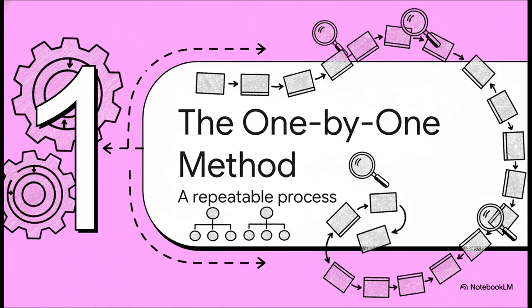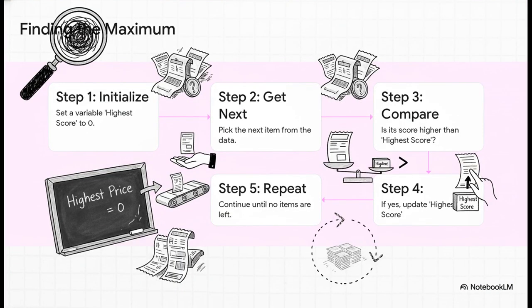So, where do we even begin with all this? We need a system, right? The first step is to come up with a simple, repeatable process that lets us look at every single piece of information one by one. Let's just imagine we want to find the single most expensive item in this whole pile. The process is really straightforward. We create a little mental placeholder, let's call it highest price, and we start it at 0. Then we pick up the first item. Is its price higher? Yep. So it becomes the new highest. We pick up the next item. Is that one higher? If yes, it takes the top spot. We just do this again and again for every single item until there are none left.